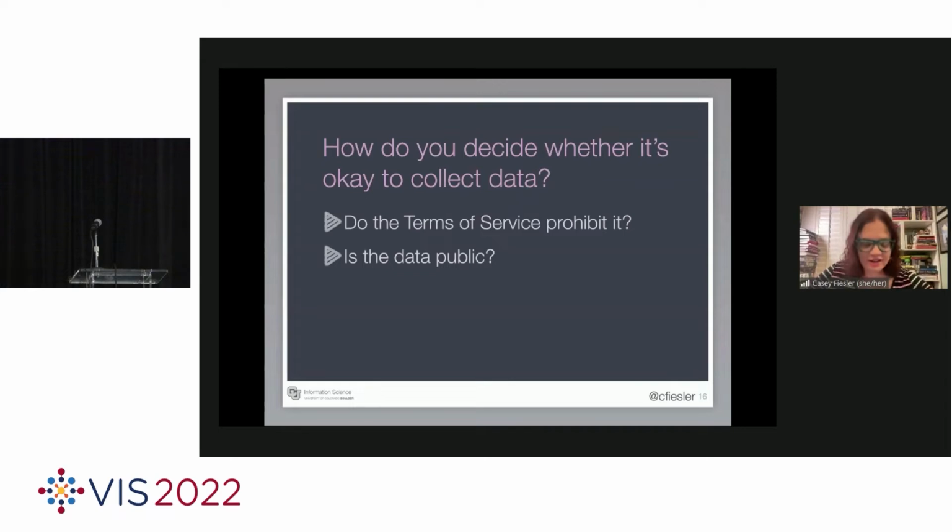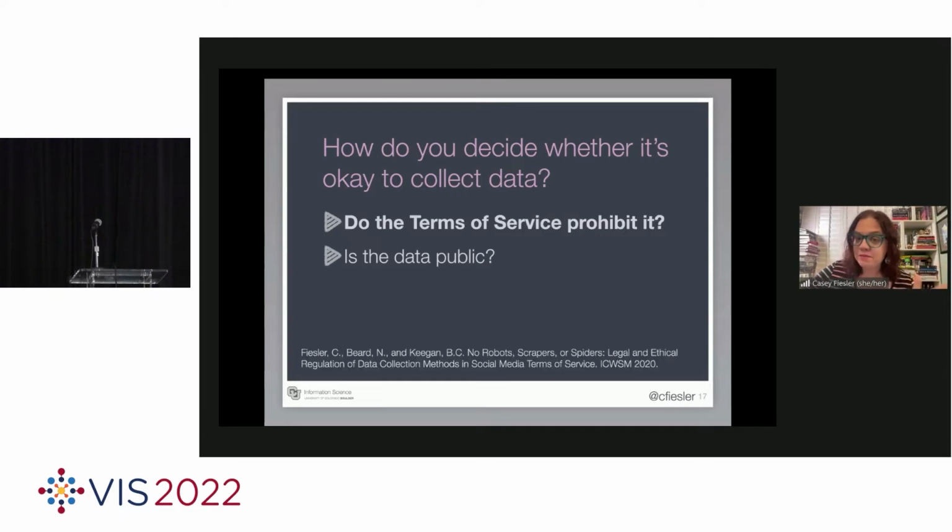The first question: how do you decide whether it's okay to collect data? And when I say okay, I mean ethical, whatever your way of thinking about this is. And I talk to people about this a lot, and these are the most common responses that I get. Well, what does the terms of service say? And is the data public?